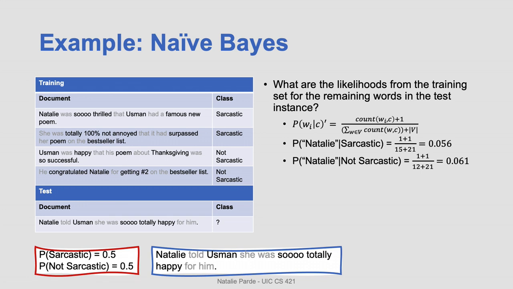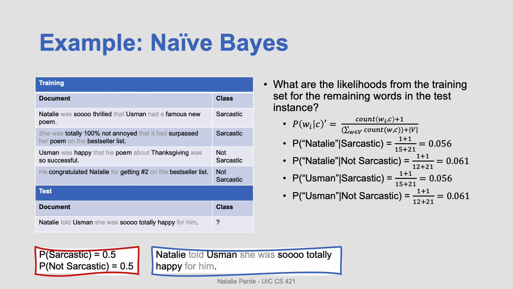To compute the likelihood for Natalie, given that the class is not sarcastic, we'll still have 1 plus 1 in the numerator, but in the denominator, we'll have 12, since there are 12 valid words in the training set belonging to the non-sarcastic class, plus 21 again, because there are still 21 unique words across the entire vocabulary. So we'll have 2 divided by 33, which equals 0.061. We'll continue on and also compute these values for the second word.